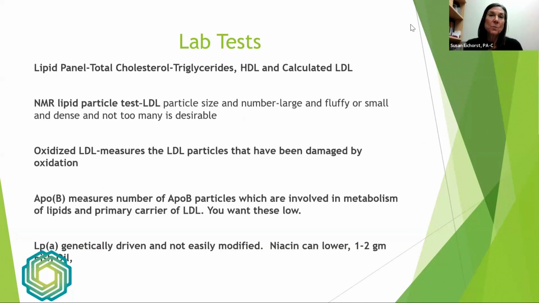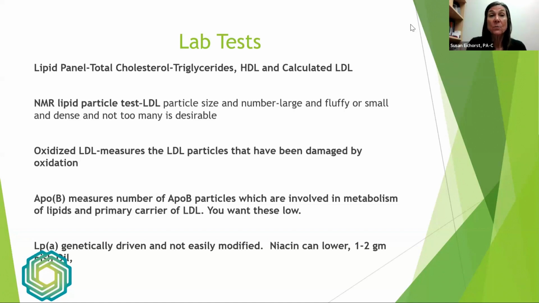If you want to get a little more in-depth with a cholesterol panel, you want to look at something called an NMR particle test. That looks at the LDL size and number. You want large, big, fluffy LDL particles, not small, dense ones, because the big, fluffy ones are a lot less harmful to the blood vessel wall. And then you can measure oxidized LDL itself. These are the particles that are most damaged by oxidation. ApoB measures the number of ApoB particles, which then become an LDL particle as they grow up. And you want these to be on the low side.